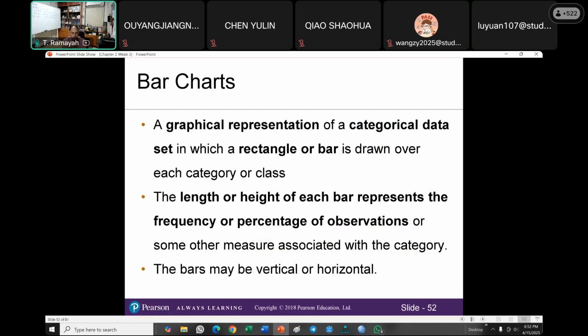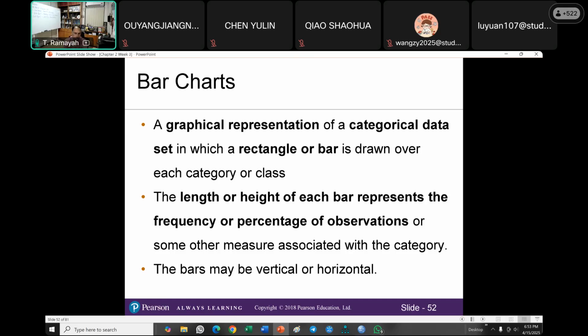The first one is called the bar chart. Bar charts are a graphical presentation of categorical data with rectangles or bars, and each bar represents each of your categories or classes. The length or height of the bar represents the frequency or percentage of observations. If you have a vertical bar, it is the height. If you have a horizontal bar, you have the length.